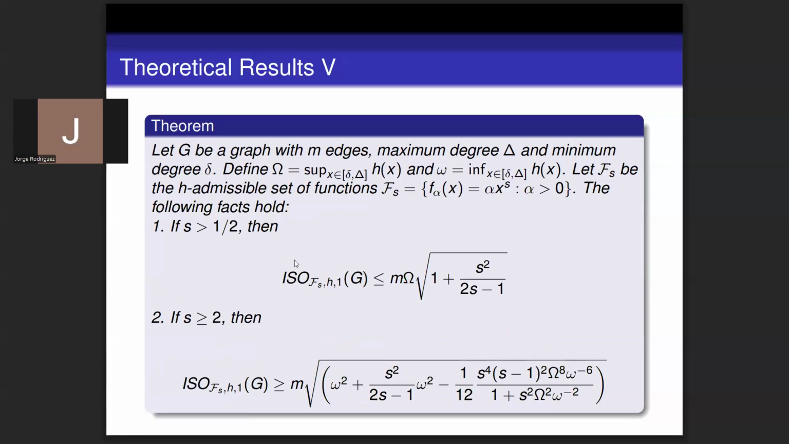Similarly, let G be a graph with m edges and a maximum degree capital delta and a minimum degree small delta, and again, define the supremum and the infimum in the same way with these letters capital omega and small omega. And let f be an h-admissible set of functions, now with this particular functional form, then the following facts will hold. If s is bigger than 1/2, then we have that this inequality holds, that the first h integral Sombor index is going to be smaller or equal than this object here.